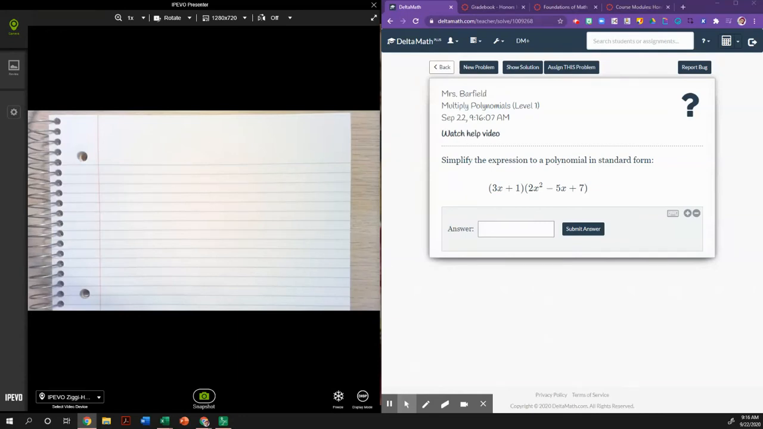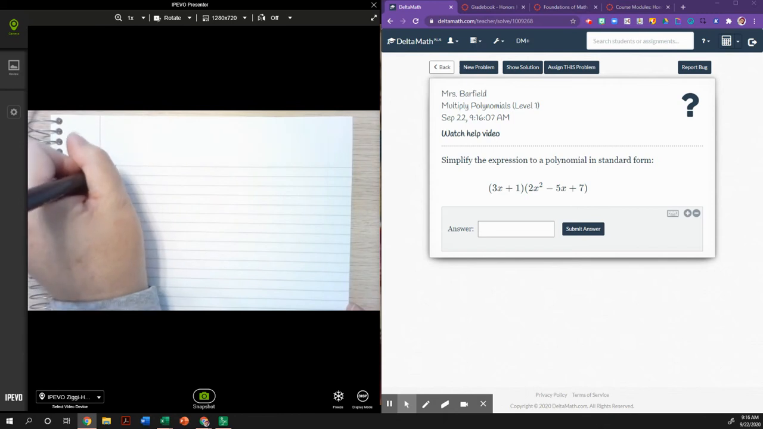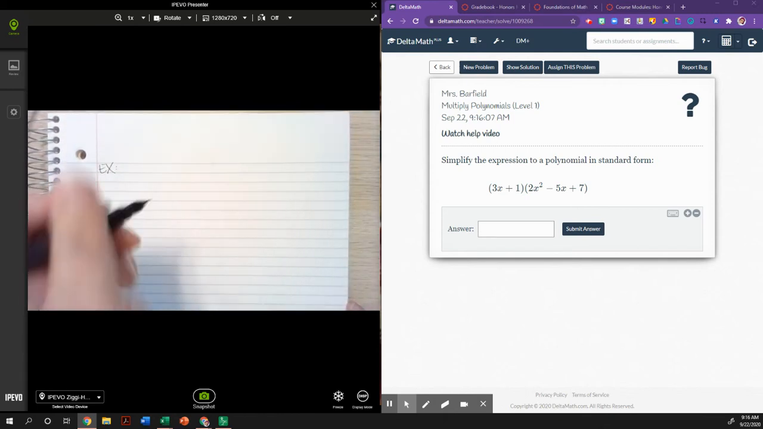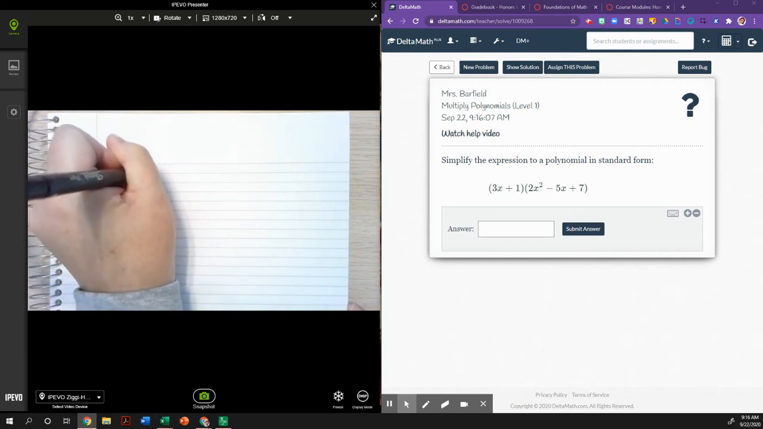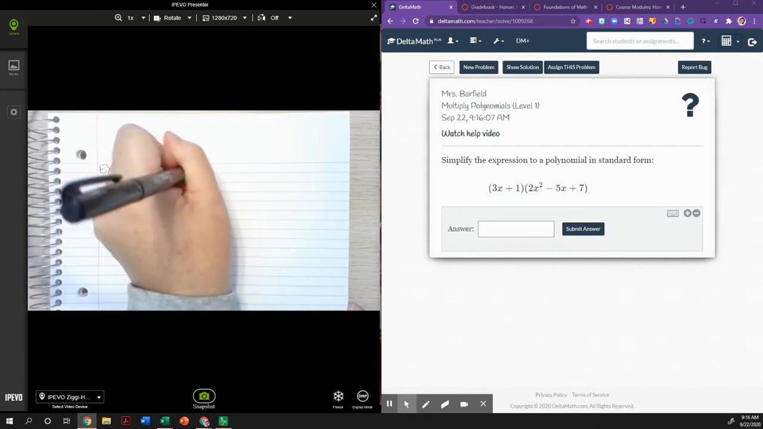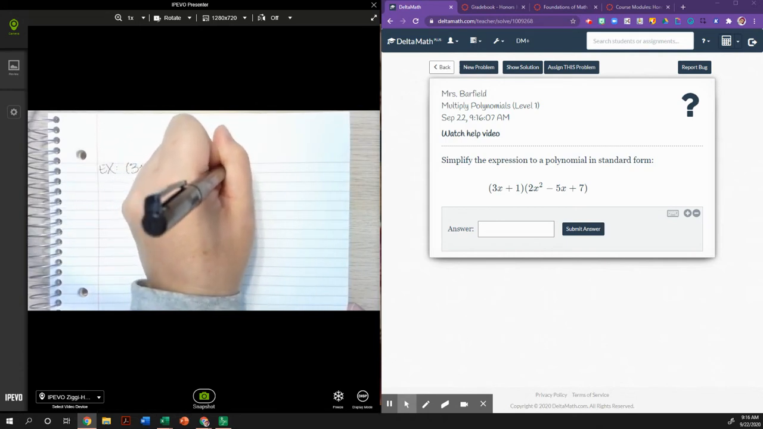All right, you guys, so welcome back to Multiplying Polynomials Part 2. So we're going to be looking at problems that are a little bit more involved, okay, and making sure that you really are comfortable with multiplying polynomials as we work through this unit. All right, so our first example is 3x plus 1 times 2x squared minus 5x plus 7.